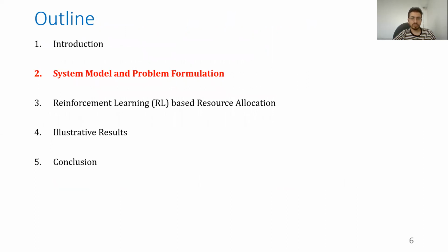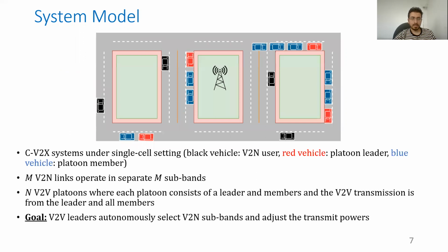Moving on to the system model and problem formulation. So this figure shows our system model, which consists of a single cell setting. In this system model, there are multiple V2N users, which are depicted as black vehicles in the diagram. All the V2N users transmit at a constant power. Also, the V2N users in the uplink have pre-assigned orthogonal spectrum subbands.